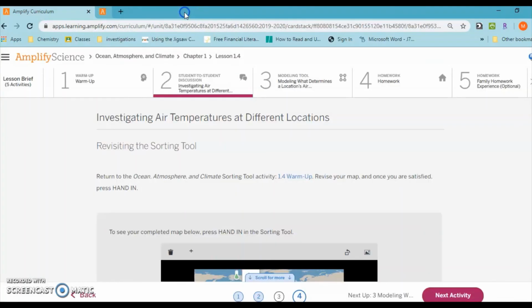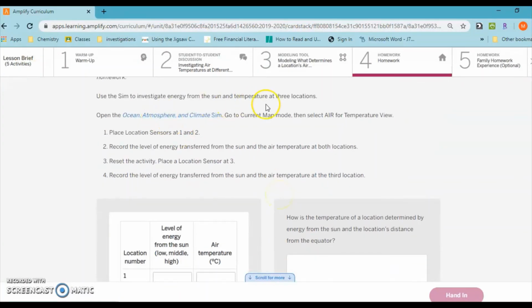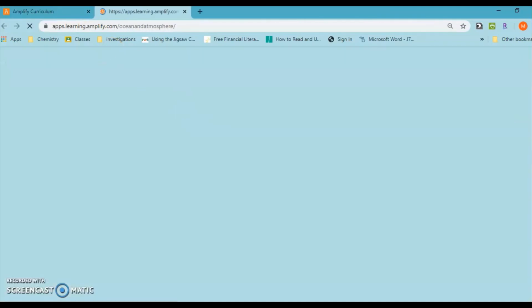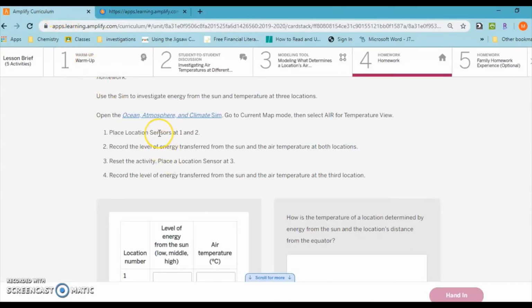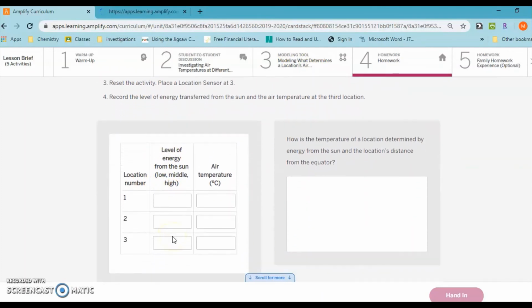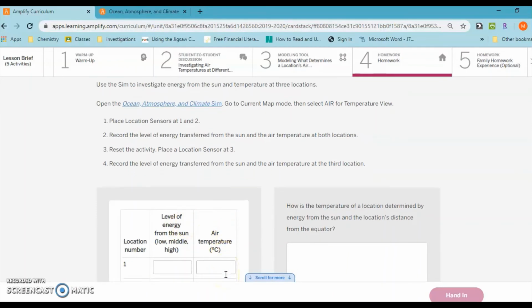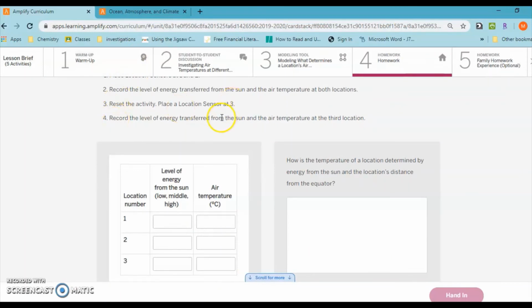Alright, so the only thing left for you to do, my lovelies, is your homework section. So you're gonna go to the simulation and you're gonna place sensors at 1 and 2, and you're going to record the energy level transferred from the sun. So you're gonna go low, medium, high. And then you're gonna record the air temperatures, and then you're gonna reset the activity and place a location sensor at 3 and record what's happening there, and you're gonna answer this question.